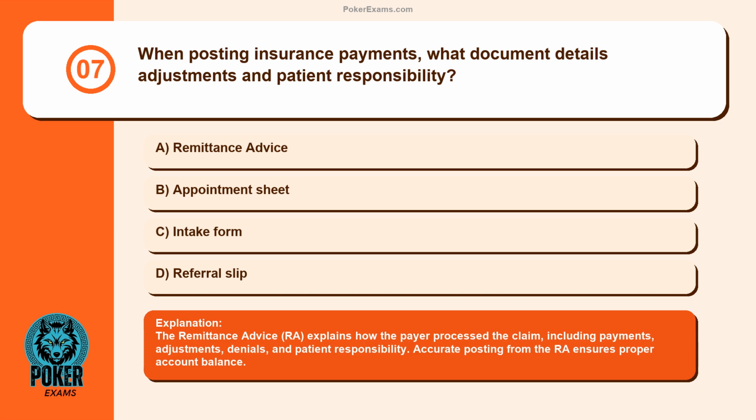The Remittance Advice (RA) explains how the payer processed the claim, including payments, adjustments, denials, and patient responsibility. Accurate posting from the RA ensures proper account balance.